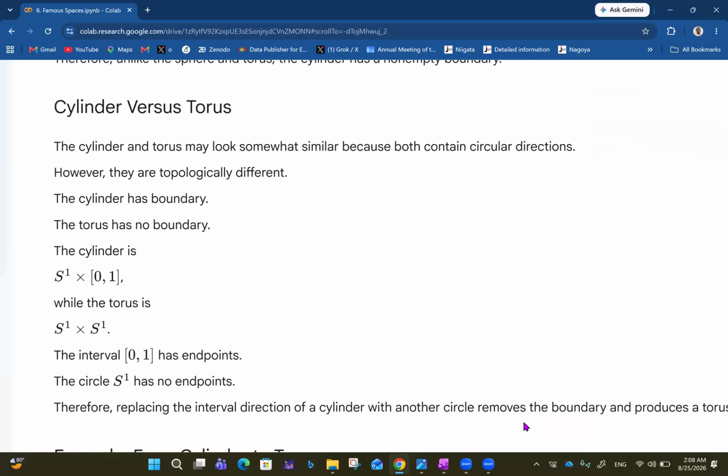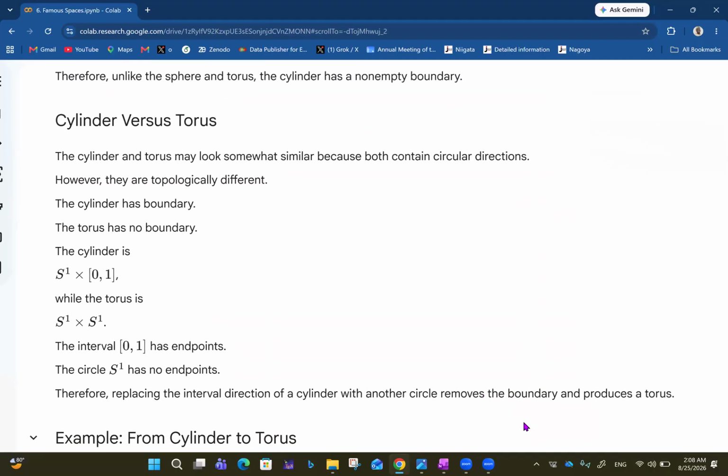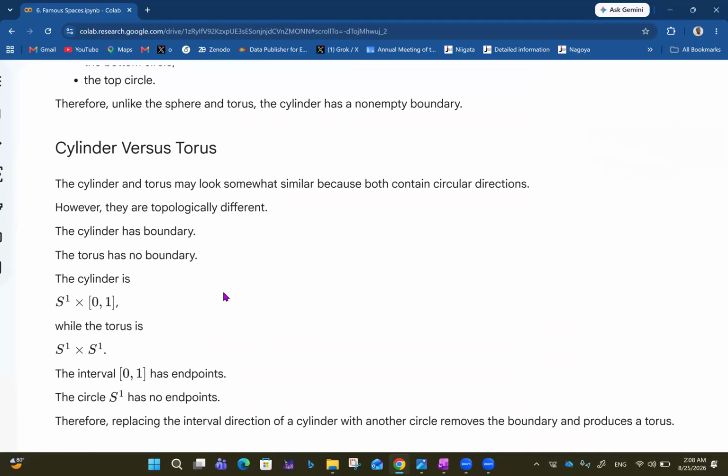So, cylinder versus torus. Let's begin to compare. The cylinder and torus may look somewhat similar because both contain circular directions. However, they are topologically different. The cylinder has boundary, the torus has no boundary. The boundaries of a cylinder are the top and bottom circles, as we know, but the torus has no boundary. The cylinder is circle and height, while the torus is circle and circle.